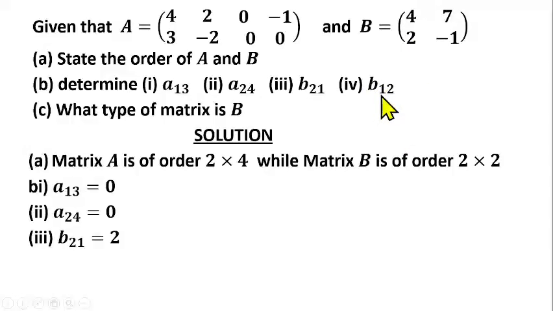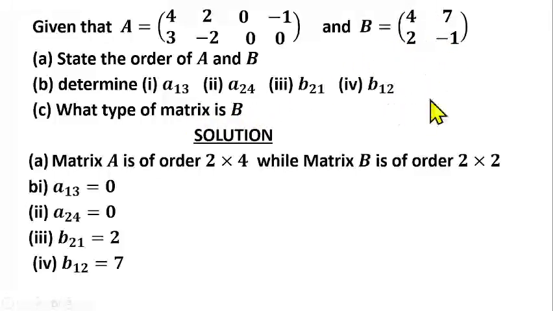Then B12 as well. The element is in matrix B, in the first row, second column. First row, second column, that will be what? 7. So first row, second column, that will be 7. And the last question asks us to tell the type of matrix which is B.